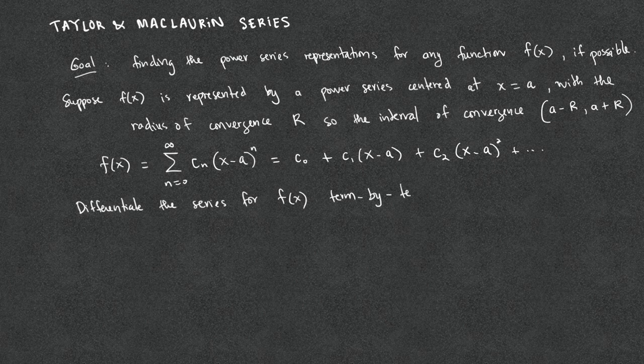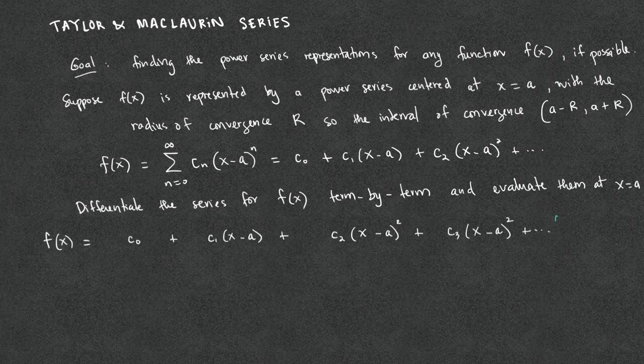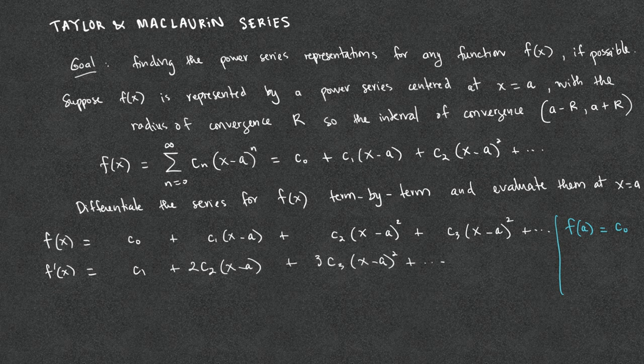Then we differentiate this series for the function f of x term by term, and we evaluate them at x equals a. f of a is c sub 0. f prime of x is c sub 1, plus c sub 2 times (x minus a) with the coefficient 2 in the front, plus 3 c sub 3 times (x minus a) squared, plus so on. And so f prime of a is c sub 1.